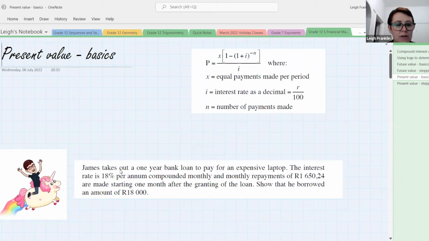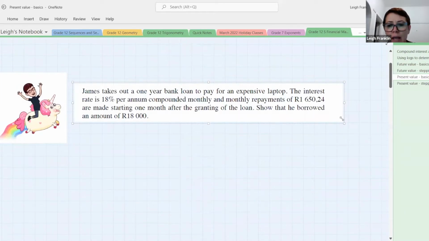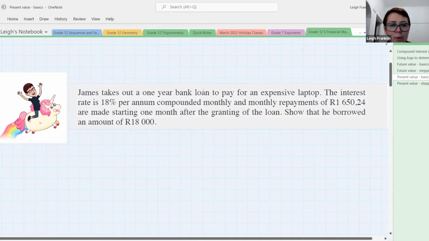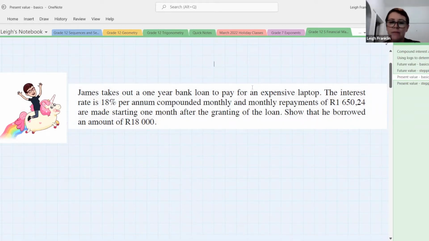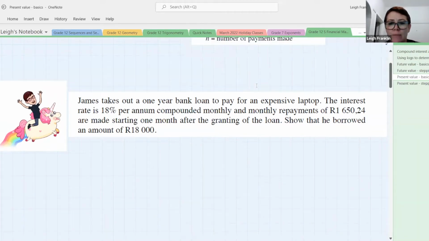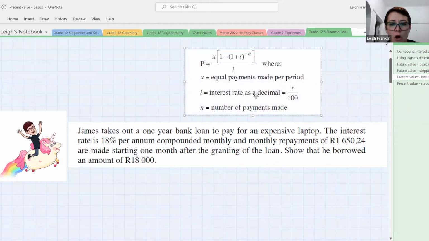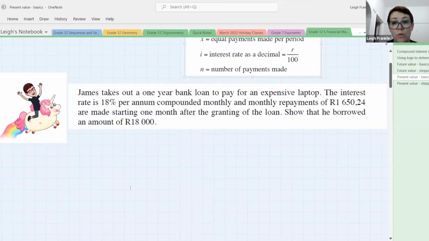All right, so let's have a look at a simple example. James takes out a bank loan to pay for an expensive laptop. The interest rate is 18% per annum compounded monthly, and the monthly repayments are 1,650 Rand and 24 cents, okay? And they are made starting 1 month after the granting of the loan. They want us to show that James borrowed an amount of 18,000 Rand. Okay, so we are not allowed to use the 18,000 at all. That's the answer that we have to get to.